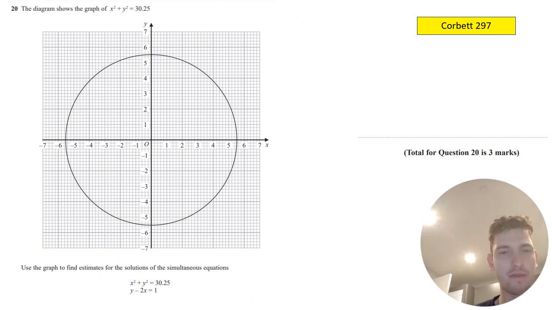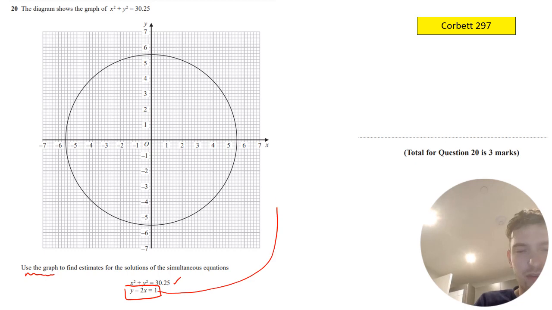Okay, the diagram shows a graph of x squared plus y squared equals 30.25, so that is a circle. It says use the graph to find estimates for the solutions of these simultaneous equations. So the first one, x squared plus y squared equals 30.25, is already on the graph, but the second one is not on the graph.